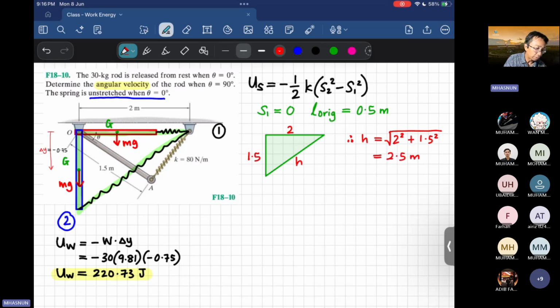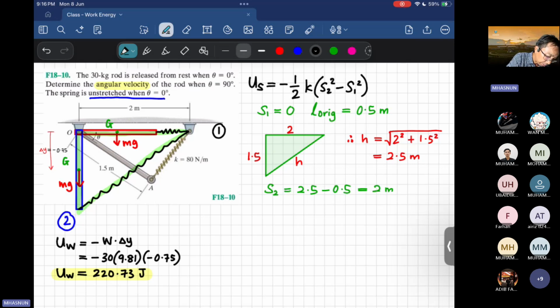H is 2.5 meter, but this 2.5 meter is not S2. Remember, S2 is the elongation of the spring, so we need to subtract the original length of 0.5. So S2 is basically equal to 2.5 minus 0.5, so S2 is equal to 2 meter. Okay, that is the value of S2.